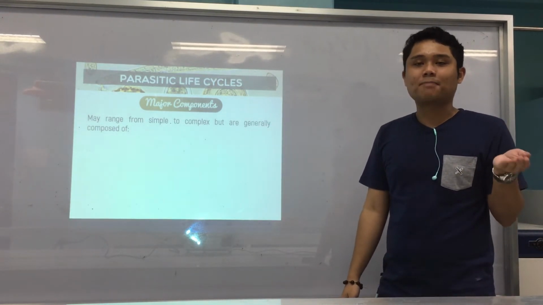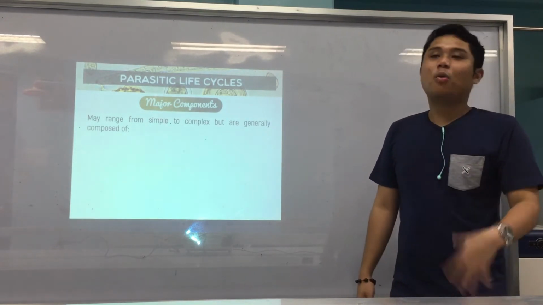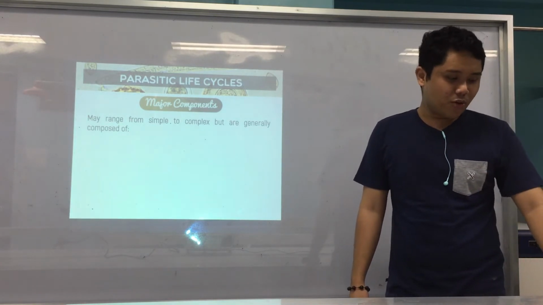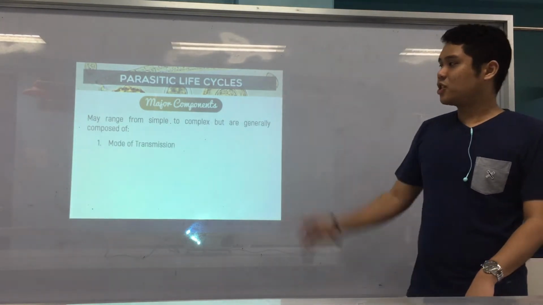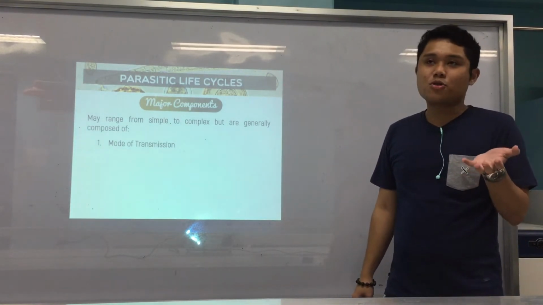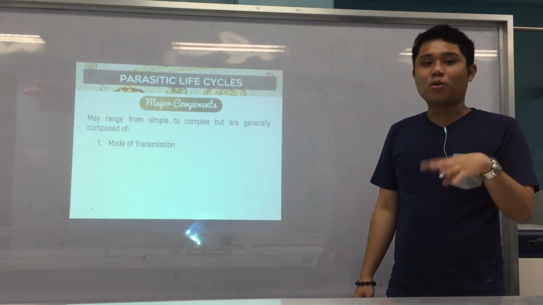Sometimes it comes out in the boards, like, what is the intermediate host of this parasite? What is the definitive host? What is the vector? So it's very important to know. First, the general components include the mode of transmission. Of course, how do we get the parasite, or how is the parasite transmitted from one host to another?